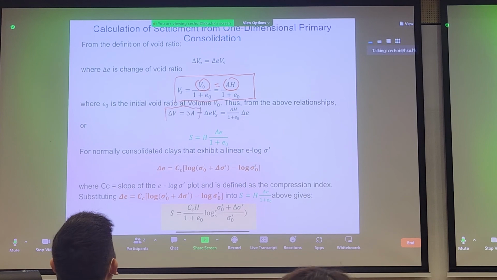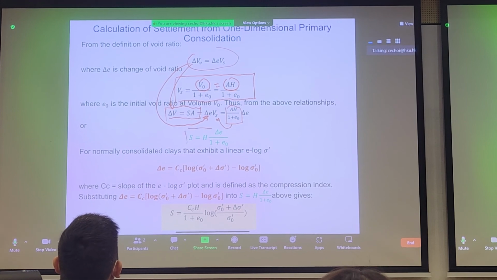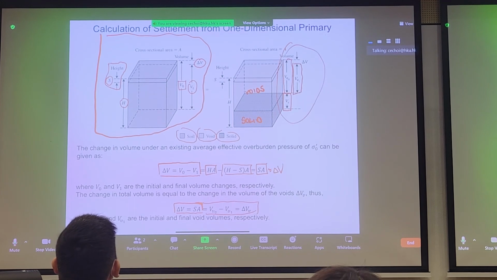We know that change in V is SA, and we know the change in void ratio here times Vs is also your change in void ratio, which is equivalent to your change in volume, and we know that the change in solids is this times your void ratio. And then we can simplify everything in terms of S, and you can calculate your settlement based on void ratios and initial heights. So all you need to know is what's the change in void ratio, what's the initial void ratio, and what's the initial height of the specimen. So that's how we calculate settlement for this particular element at the top.